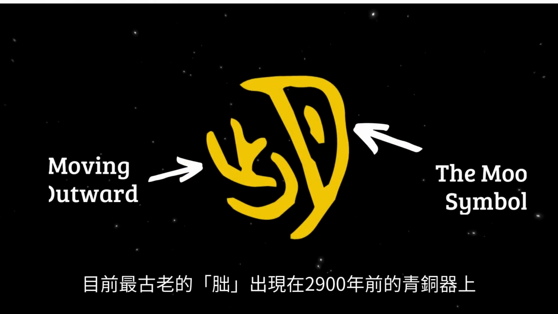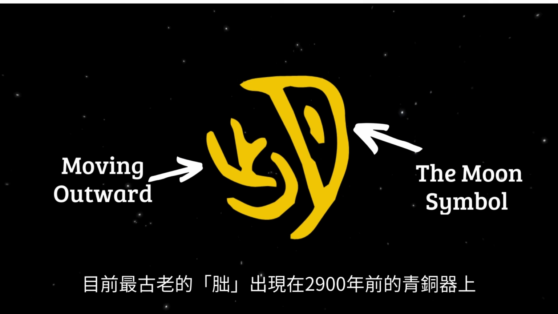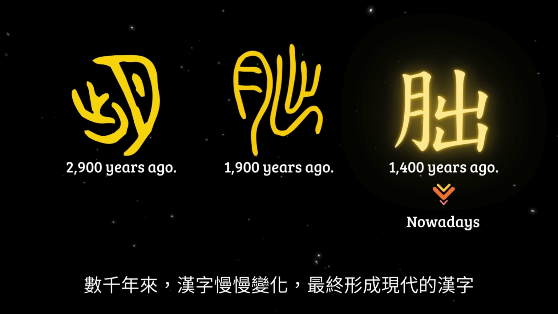The character 匪 first appeared on bronze vessels 2,900 years ago. Over the millennia, the Chinese characters have slowly changed, eventually forming the modern Chinese characters.